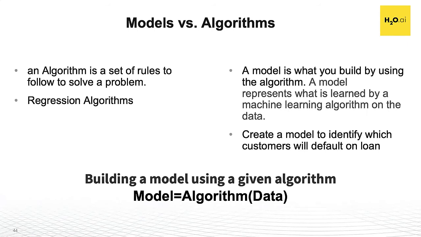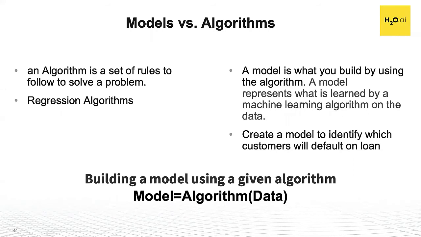A model is what you build using an algorithm. So a model will always represent what is learned by the machine learning algorithm. For instance, you create a model to classify males. You create a model to identify which person will default or not. You create a model to predict what the sales will be after 30 days.